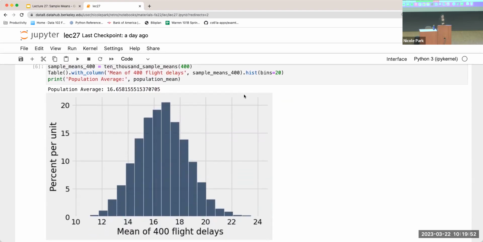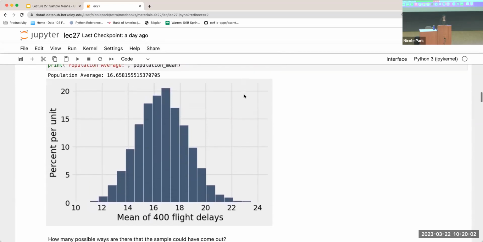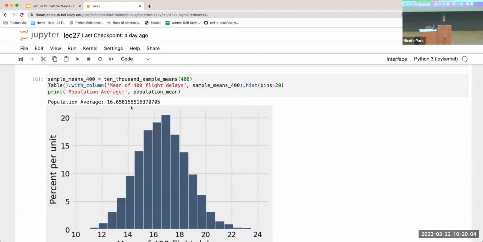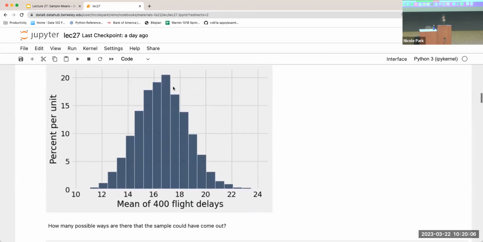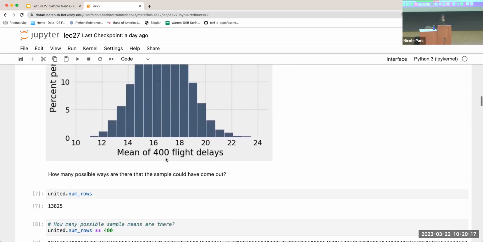So sample means 400. Let's say that I ran 10,000 samples with a sample size of 400. What happens here is I get a population average of 16.65. You'll see here it's centered at about 16.65 and looks pretty normal. This is because I am taking that sample average distribution, and it's going to look like this.